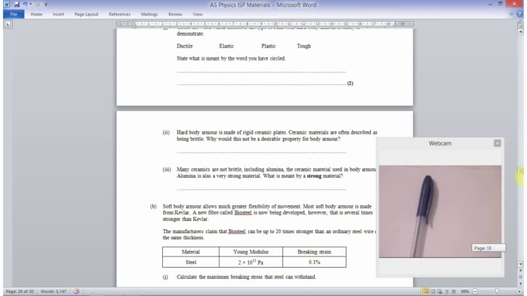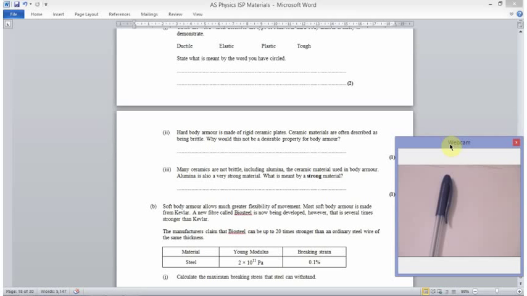Right, so hard body armor is made of rigid ceramic plates. Ceramic plates are often described as being brittle. Why would this not be a desirable property for body armor? Because it breaks, so it shatters under impact, under large impact forces. It shatters. Many ceramics are not brittle, including aluminium, the ceramic material used in body armor.